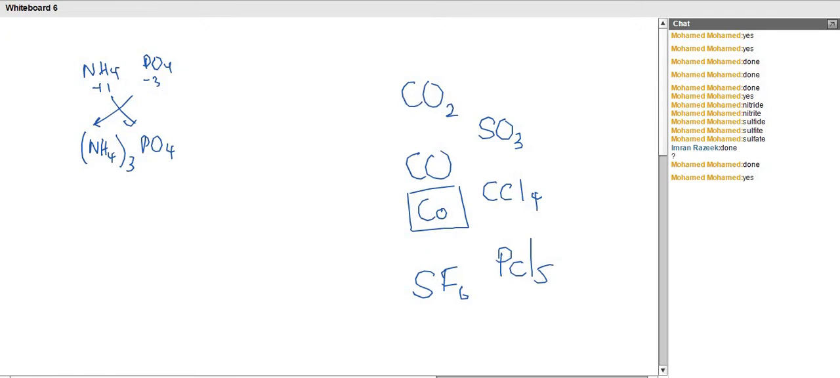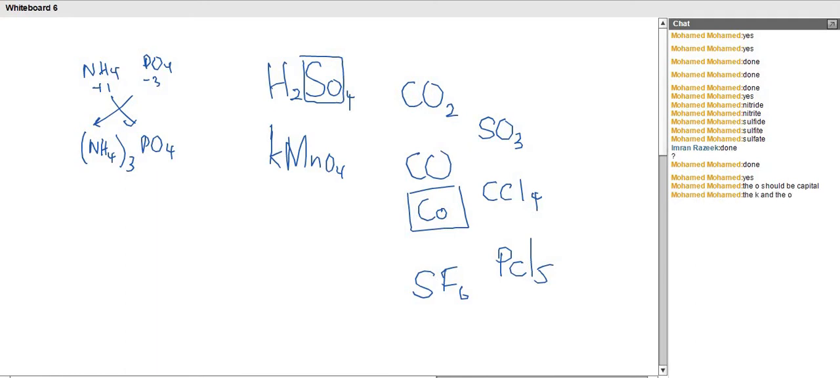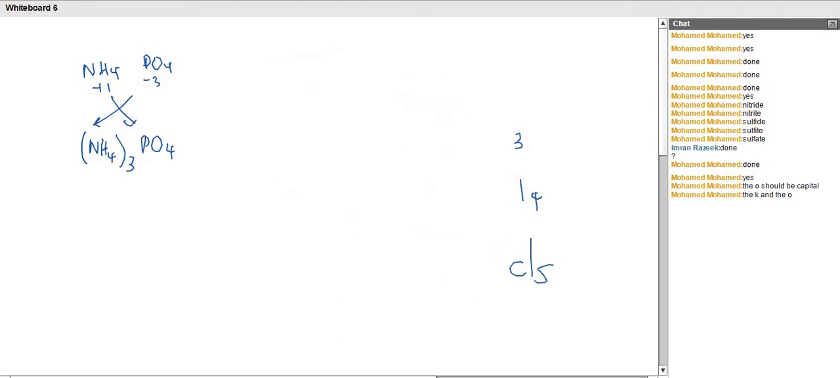And also when you're writing the formulas, now look, tell me the mistake of this formula. This mistake is done by even A-level students. What's the mistake of this formula? This is sulfuric acid. O should be capital, that's right, because otherwise you have to take this as one element. There's no element called So. What's the mistake of the potassium permanganate formula? The K and the O, that's right. The K has to be capital and O has to be capital. That's very important. Why I highlighted this? Because even A-level students, I noticed they write formulas wrong that way.